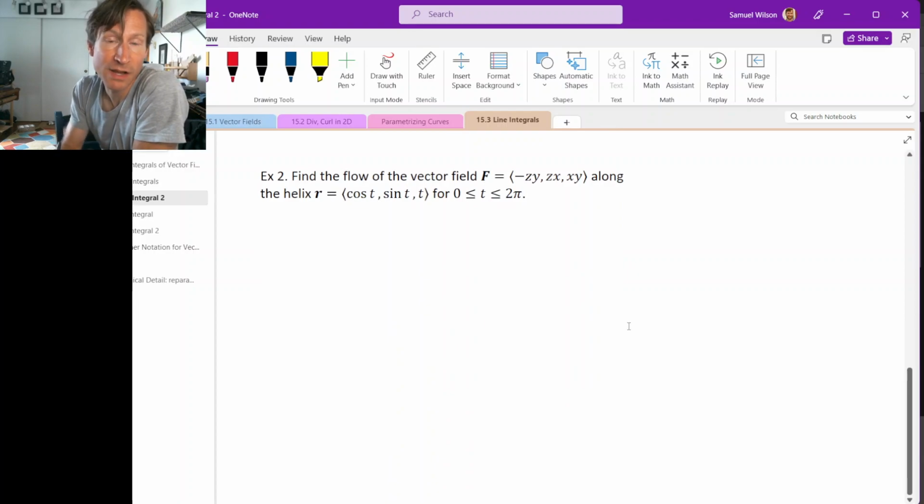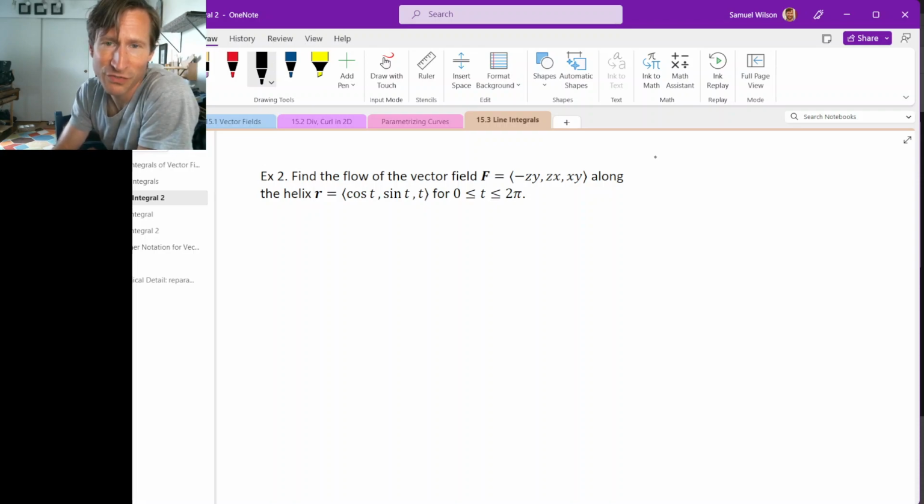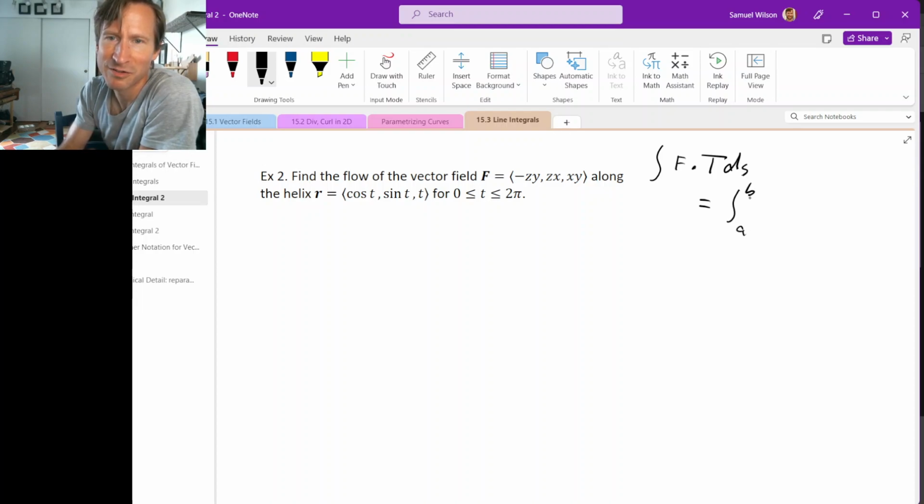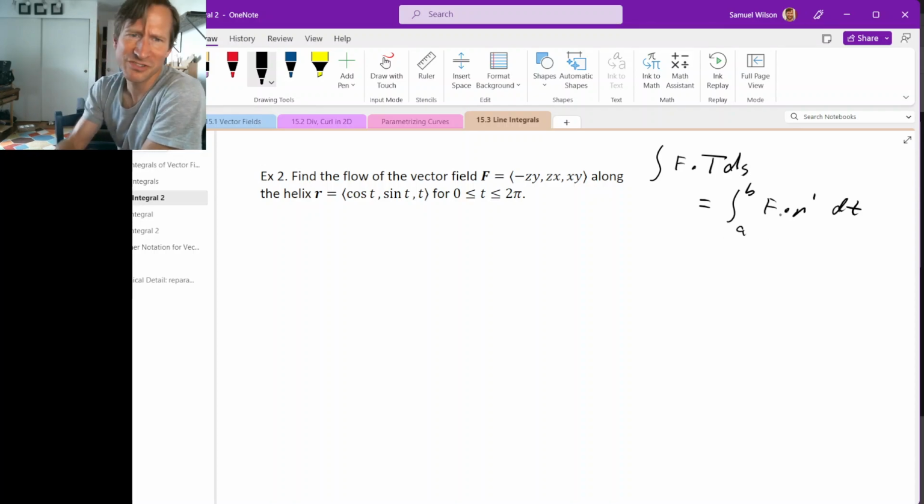Let's find the flow. Now this example is in 3 dimensions, and we haven't talked about 3 dimensions before for this flow integral. But if you look at both of the versions of a flow integral that we wrote down, there's the integral of F dot T ds, and then there's the integral from a to b of F dot r prime dt. Neither of these depend on being in 2 dimensions. Both of these make perfect sense in any number of dimensions. So we can do this in 3 dimensions just the same as we did in 2 dimensions.